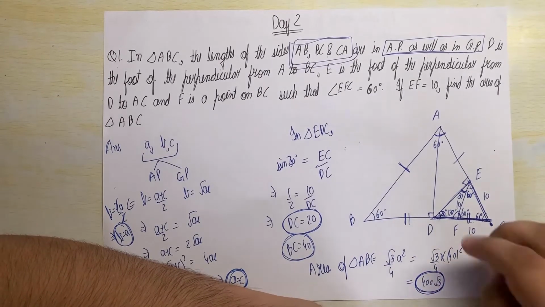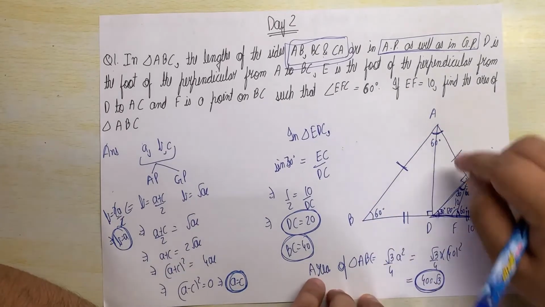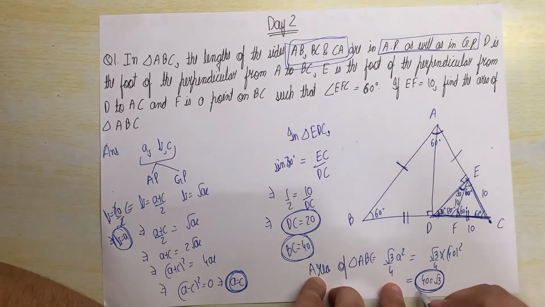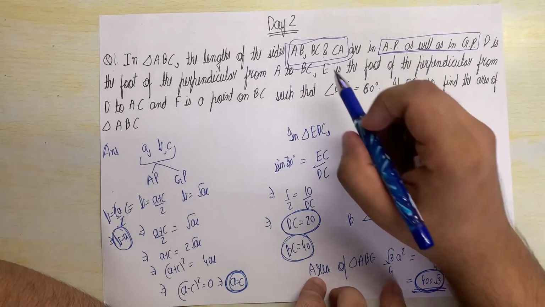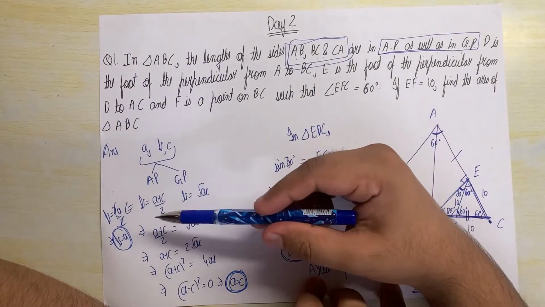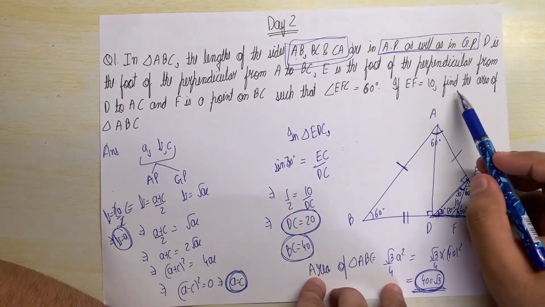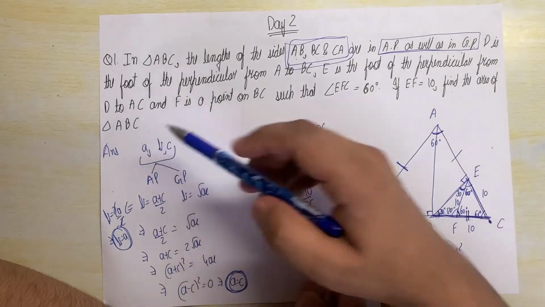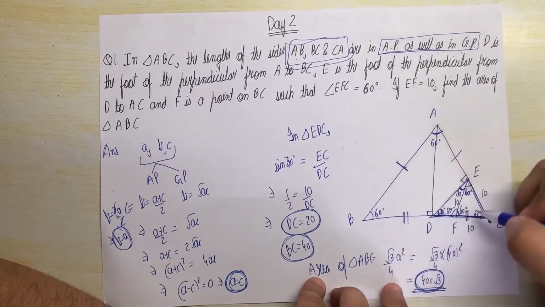So we have found that the area of triangle ABC would be 400 root 3. The most important thing to note in this question was, first of all, when three numbers are in AP as well as in GP, this means that the numbers are equal. And the second thing is, in order to find the area of any triangle, you will first have to find the length of its sides.